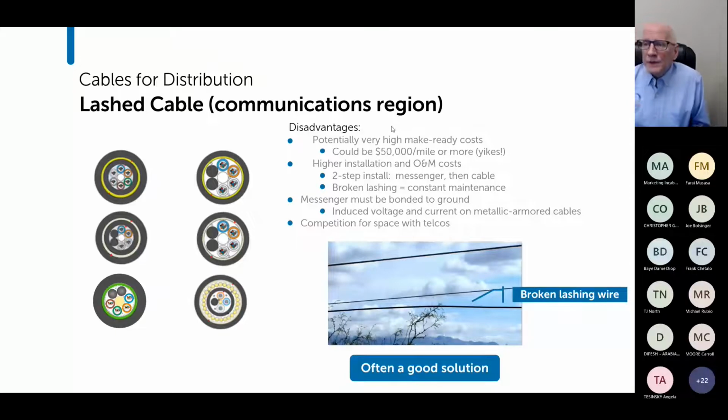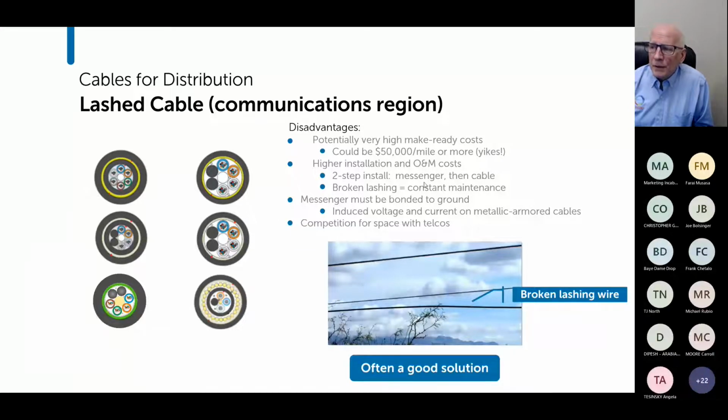But it does come with some disadvantages. With lashed cable, that metal messenger cable can add significant structural loading, and in turn, that means that you do have to do things like guying. And basically, what it boils down to is that your make-ready costs can be very high, to make the circuit capable of supporting the messenger cable, and it could be $50,000 per mile or even more. So on balance, you end up with higher installation and higher O&M cost. You've got this two-step installation that drives your cost up.